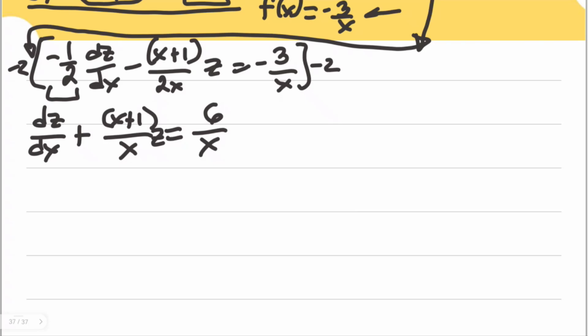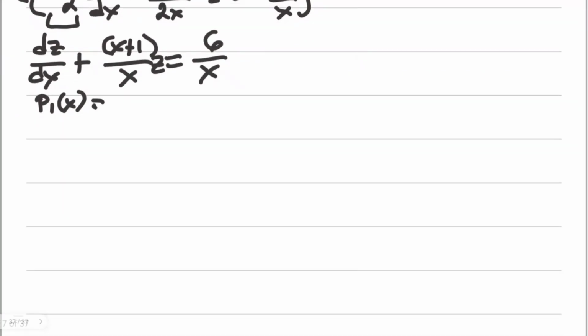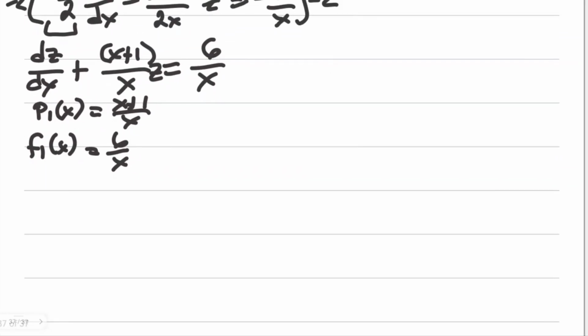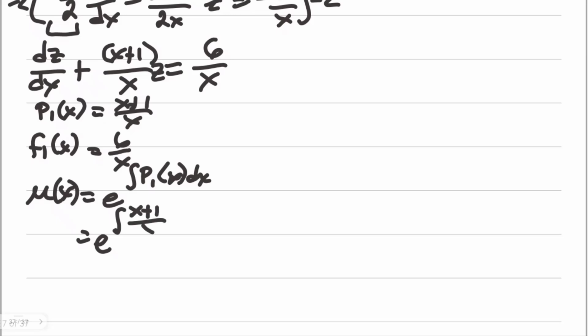So with this, we can now say that our p sub 1 of x, to differentiate with the p of x here as well as f of x, is equal to this expression, x plus 1 over x. And our f sub 1 of x is 6 over x. We're going to use this p sub 1 of x for our integrating factor. Mu of x is equal to e to the power of the integral of p sub 1 of x dx. E to the power of the integral of x plus 1 over x dx.